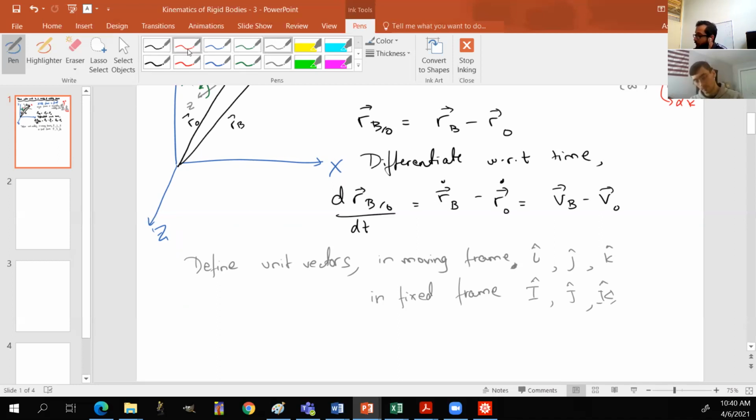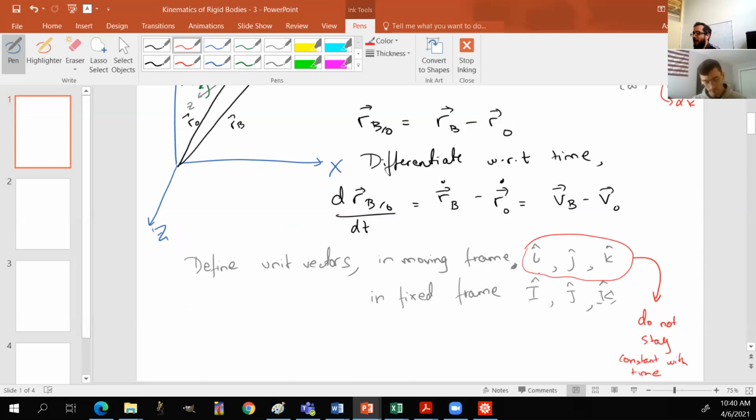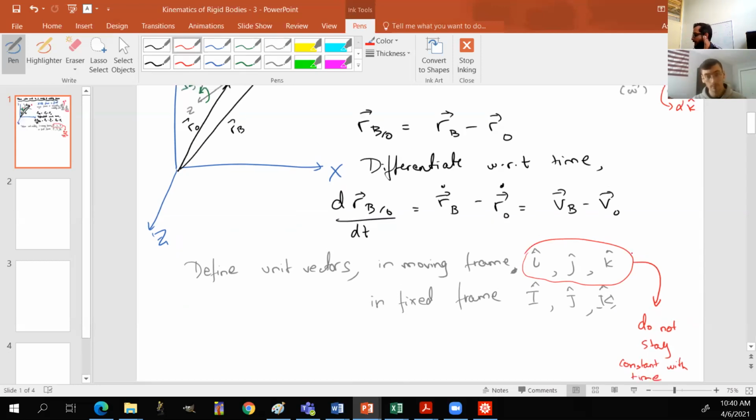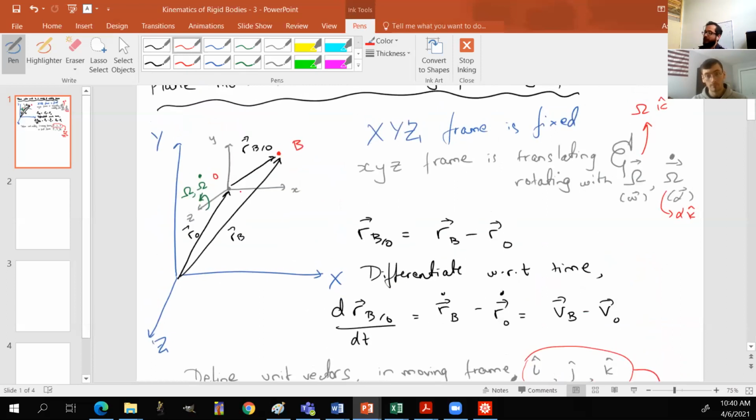The important thing to note here is that these unit vectors do not stay constant with time, whereas the capital ones do, because it's a fixed frame. So the question to you guys is, why do small i hat, small j hat, and small k hat not stay constant with time?